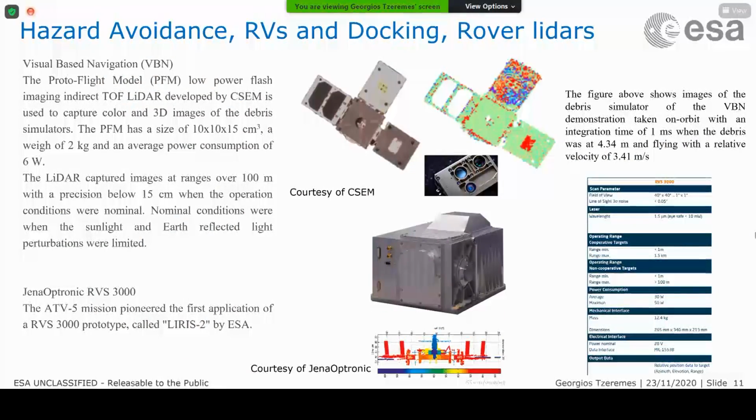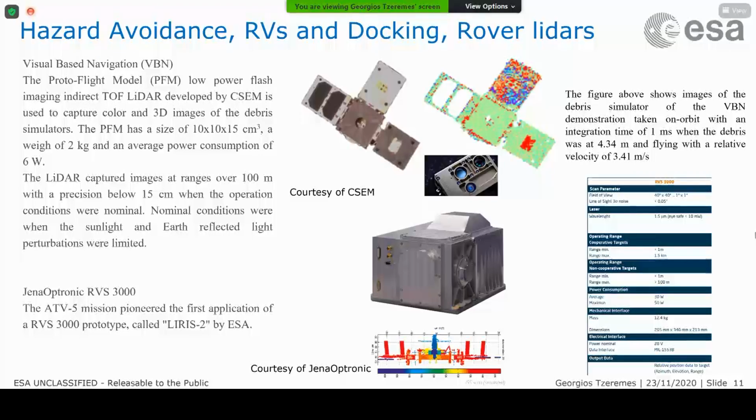Another category, which is for hazard avoidance, rendezvous and docking, and for rover LIDAR systems, is a much more compact, much smaller system. We need it to be on average 2 kilos and consumption not 50, 60 watt, but down to a few watt, preferably 5, 6 watt.